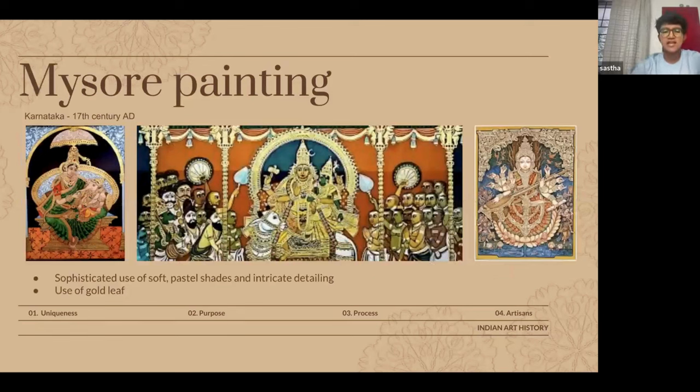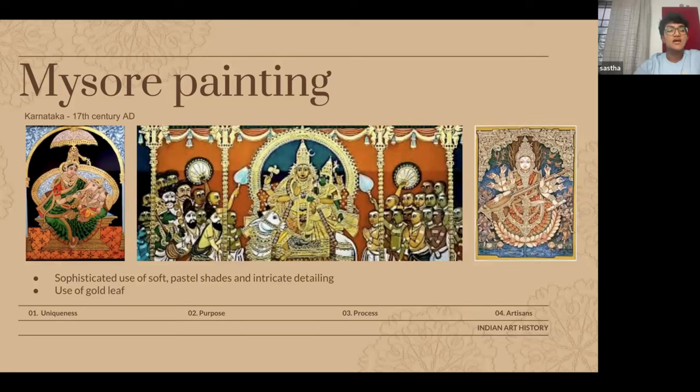Mysore paintings are very similar to Tanjore paintings, but they have a small difference: they use more dulled-down and pastel colors. Mysore painting is a traditional art form which emerged under the Mysore reign of Karnataka. This art form gained importance in the 17th century under the Wodeyar dynasty, and it is closely related to the Vijayanagara school of painting. The specialty of Mysore paintings lies in their elegance, subtlety, and muted colors. Unlike the more vibrant Tanjore paintings, Mysore paintings are known for their sophisticated use of soft and pastel shades with intricate detailing.